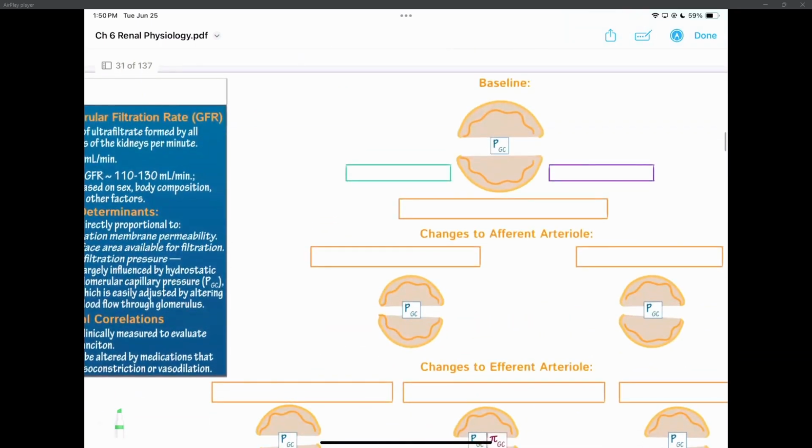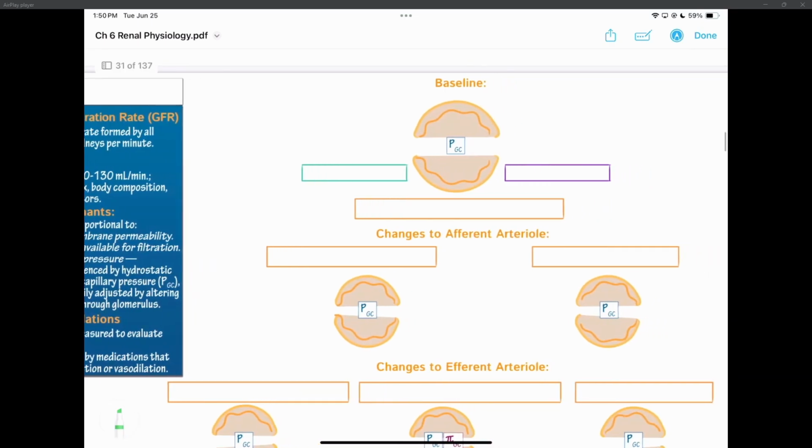Okay, let's talk about now what's going to happen. So here is the Bowman space right in the middle.